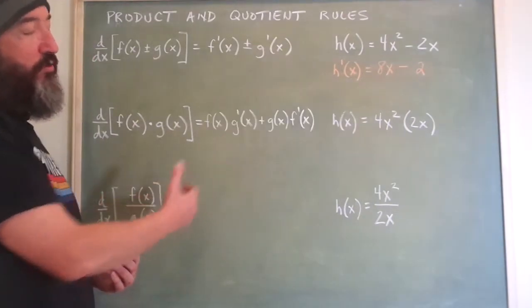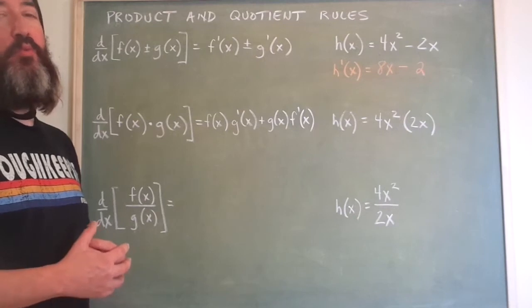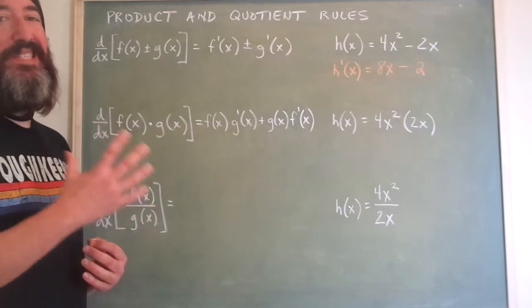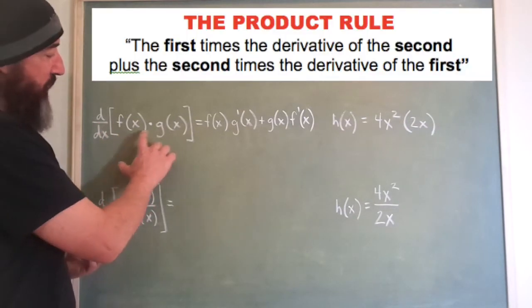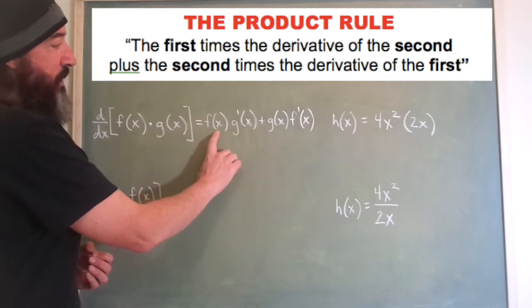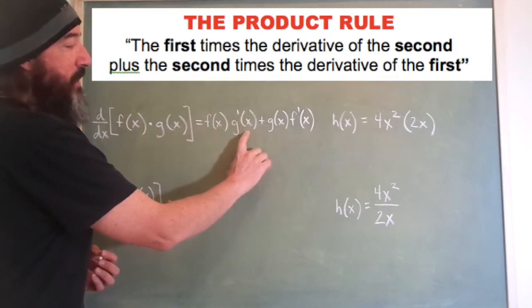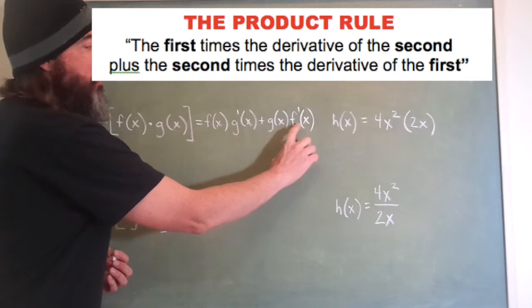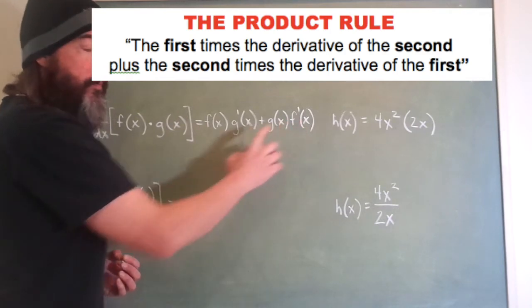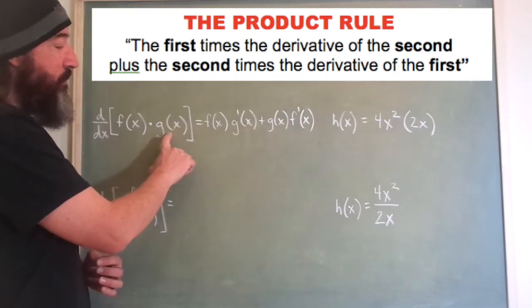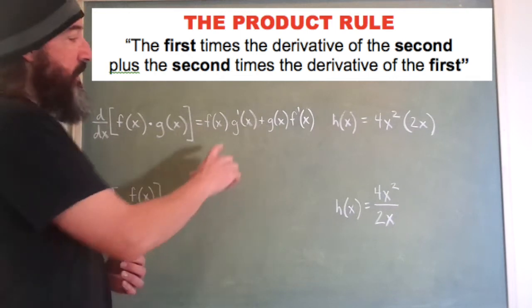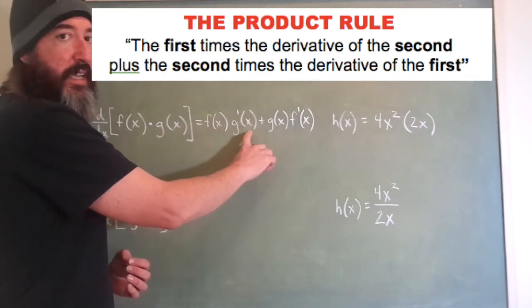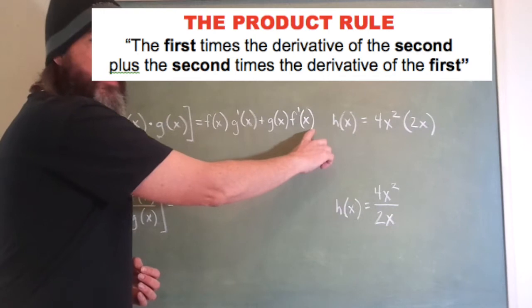You could write this product rule formula down in your notebook, but I would really rather you memorize the way we say it. To get the derivative of something times something, we're going to do the first piece times the derivative of the second piece plus the second piece times the derivative of the first piece. Here's our first piece and here's our second piece. Let me say that one more time. It's the first times the derivative of the second plus the second times the derivative of the first.